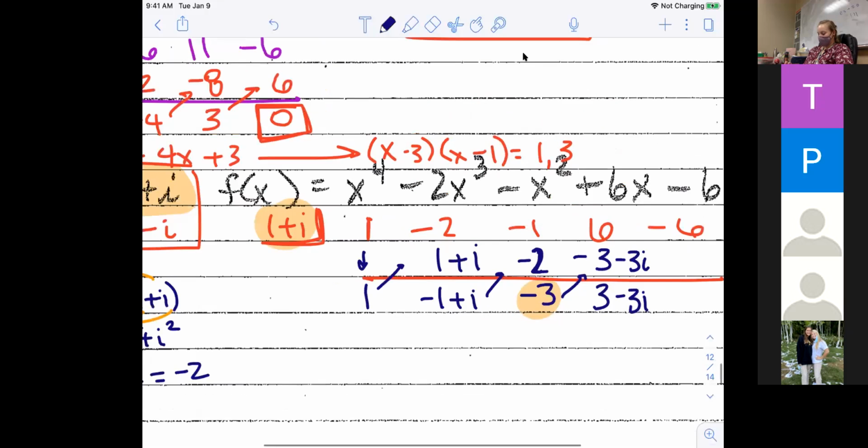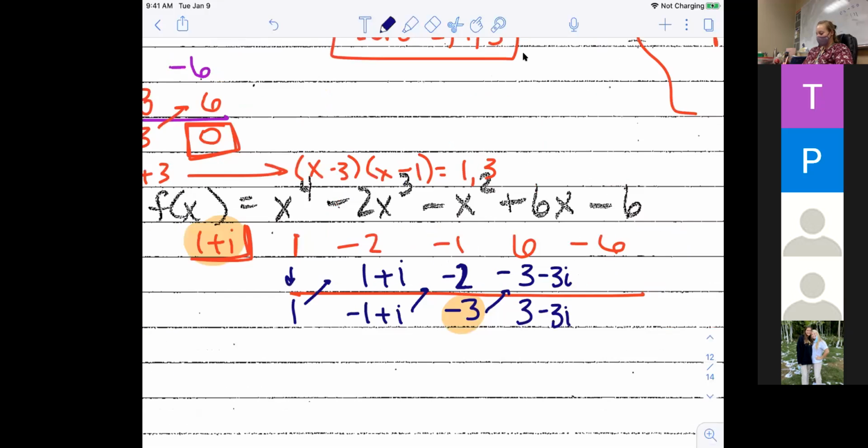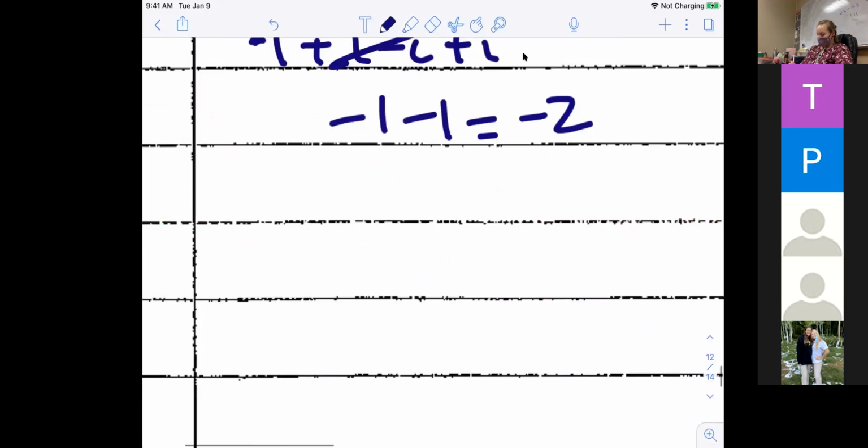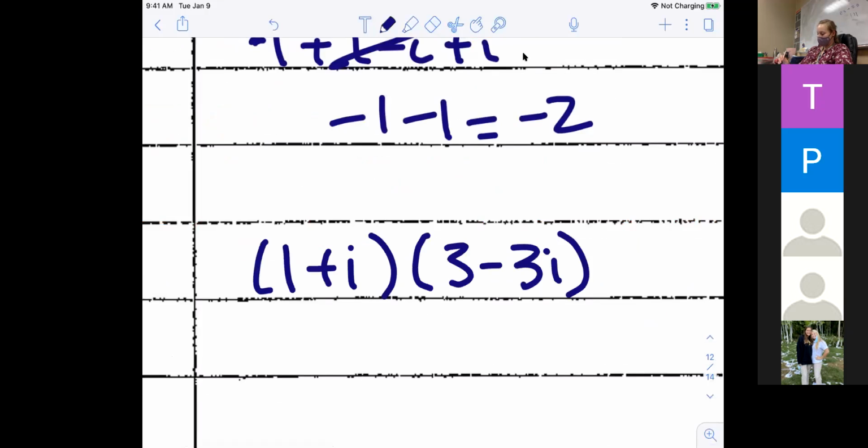And then now I need to do 1 plus i times 3 minus 3i to find out what goes under that 6. So I'm going to go off to the side and do scratch work again. This time I'm multiplying 1 plus i times 3 minus 3i. Distribute, FOIL.